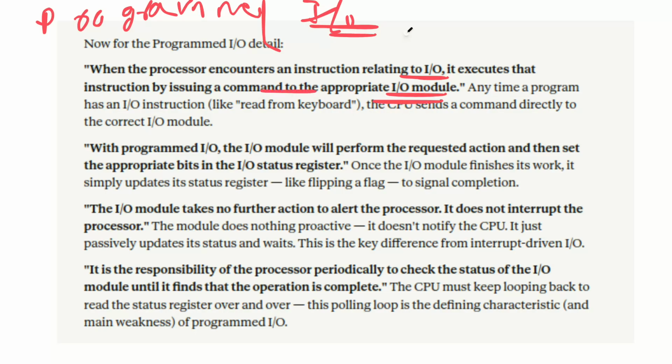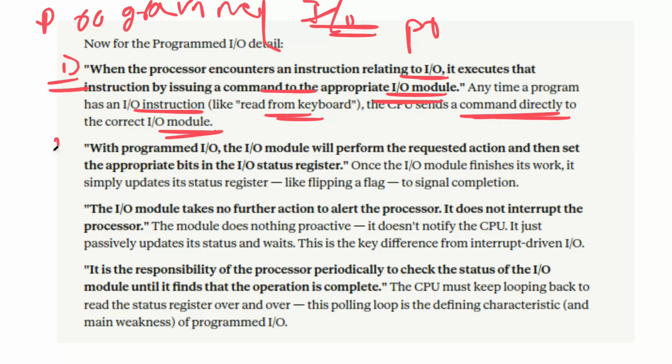So when the processor is trying to execute an instruction or a program which is related to IO, it would execute one command. How will it execute that instruction? By issuing a command to the IO module. So anytime the program has an IO instruction, like if it has to read something from the keyboard, the CPU would send a command directly to the IO module. So that is the first step. Whenever a processor encounters an instruction related to the IO module, it executes that instruction by sending a command to the appropriate IO module.